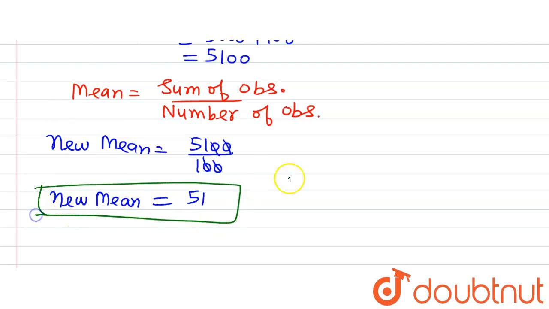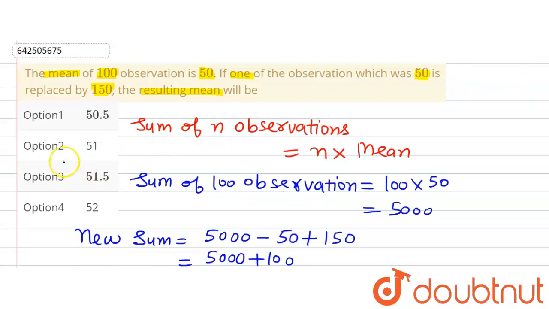Now let's go to the options. Option 1 says 50.5, this is not the correct option. Option 2 says 51, so this is the correct option. Option 3 says 51.5, not correct. Option 4 says 52, which is also not correct. So option 2 is the correct option and this is our answer.